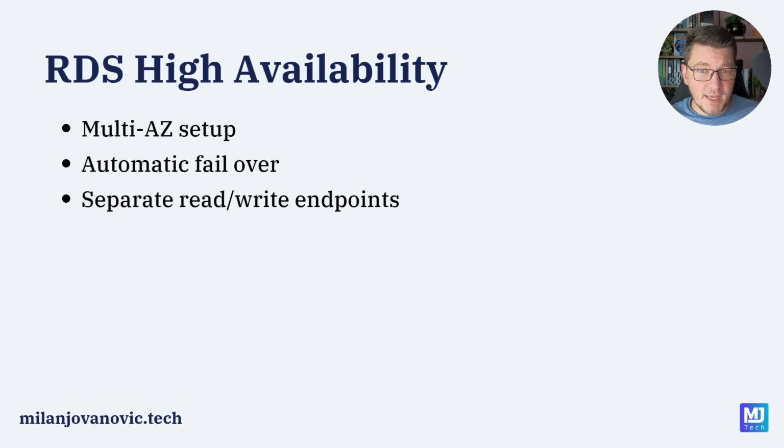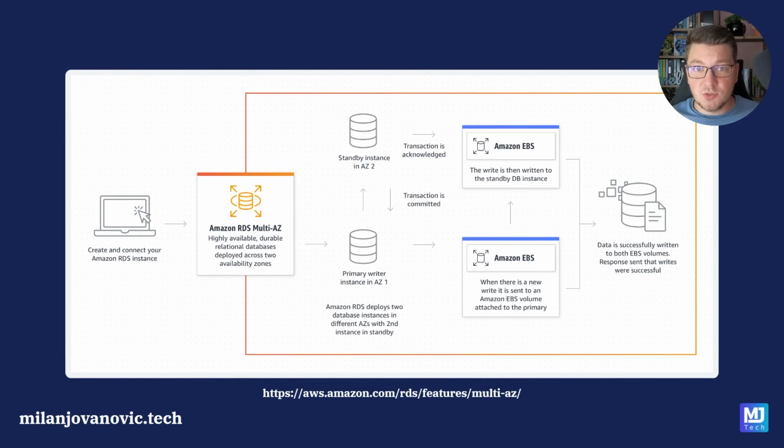The failover time ranges from 30 to 60 seconds, depending on the setup that you choose, and this also allows you to have separate read and write endpoints for your applications, which could allow you to scale the read and write side of your application independently. So this is the simplest multi-AZ setup for Amazon RDS.